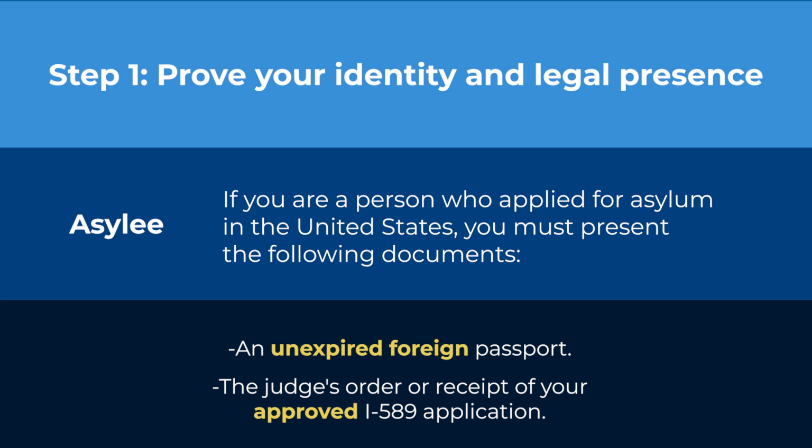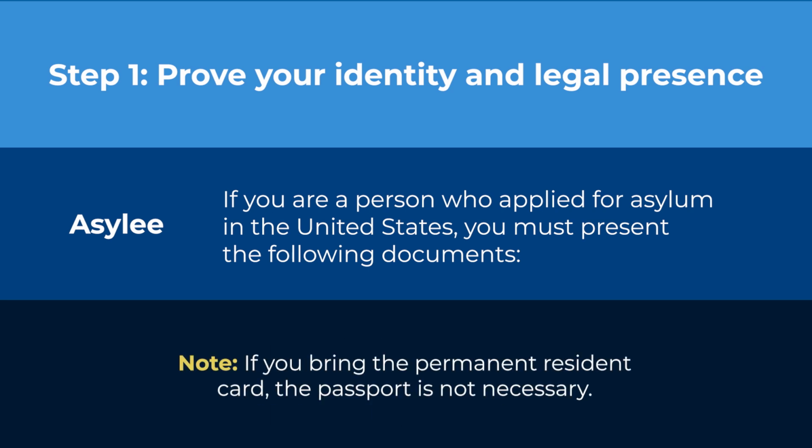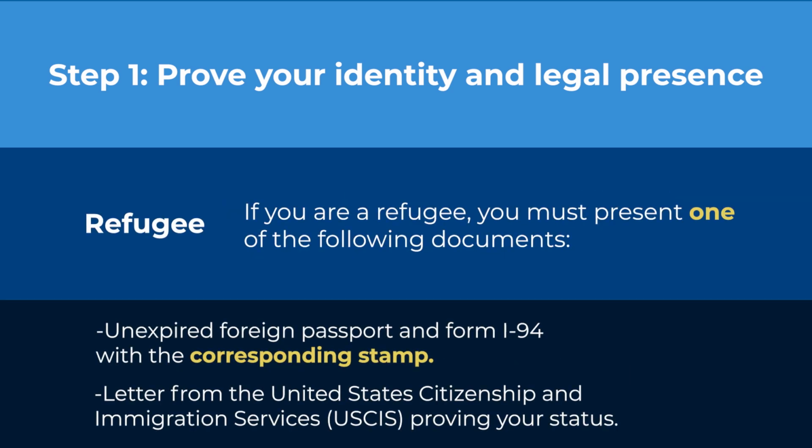Asylee. If you are a person who applied for asylum in the United States, you must present the following documents: an unexpired foreign passport and the judge's order, or receipt of your approved I-589 application. Note, if you bring the permanent resident card, the passport is not necessary. Refugee. If you are a refugee, you must present one of the following documents: an unexpired foreign passport and Form I-94 with a corresponding stamp, or a letter from the USCIS proving your status.